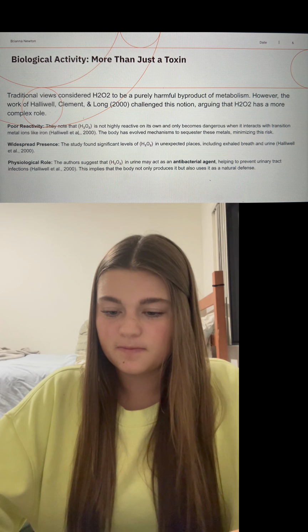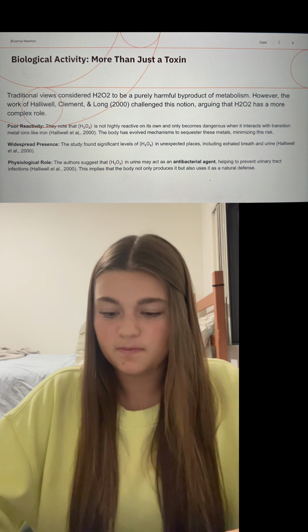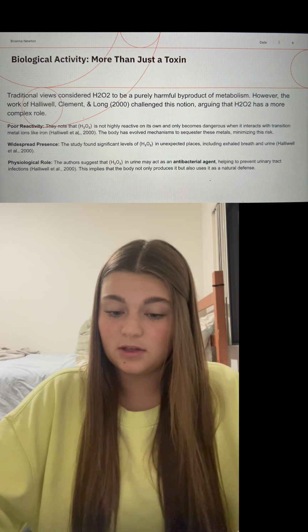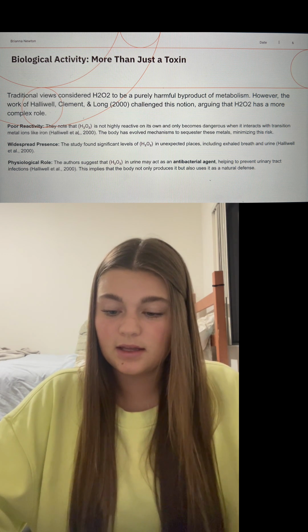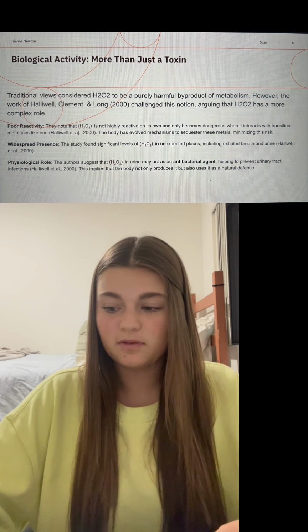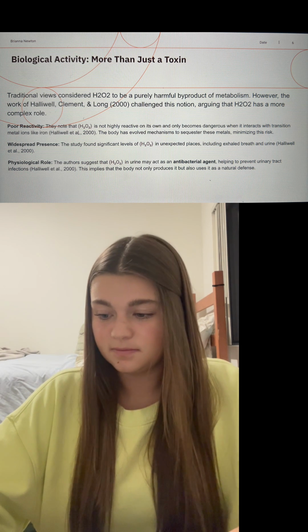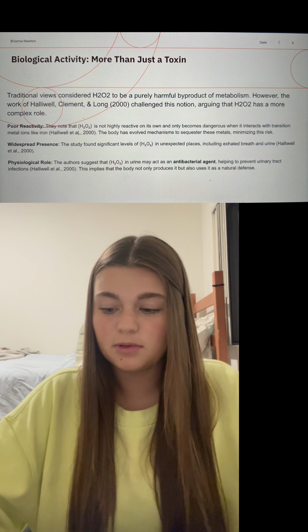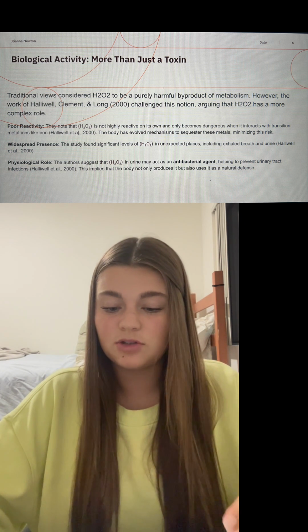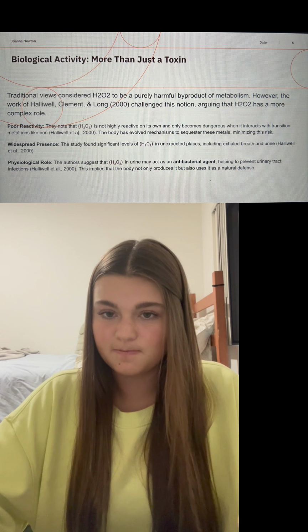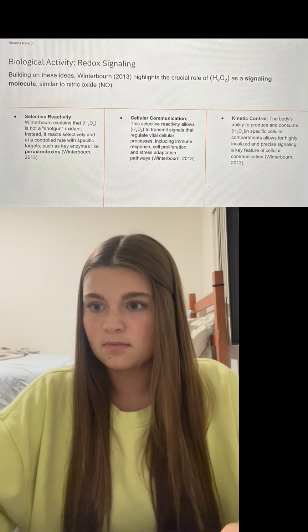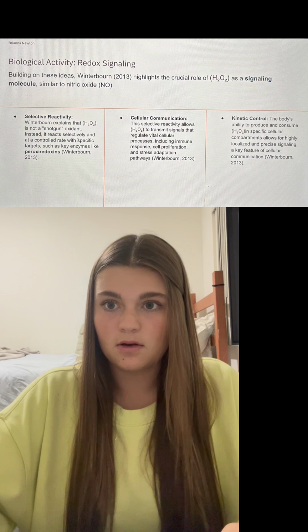Widespread presence. Authors suggest that hydrogen peroxide is in urine and it can act as an antibacterial agent, helping prevent urinary tract infections, and it implies that the body not only produces it but also uses it as a natural defense. So, two benefits. On to our next slide.